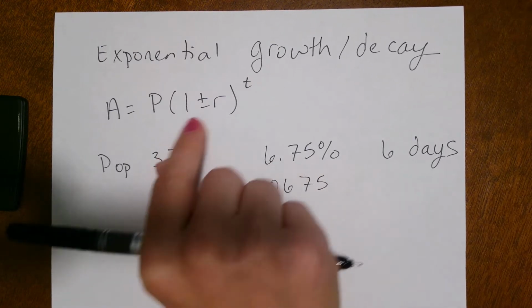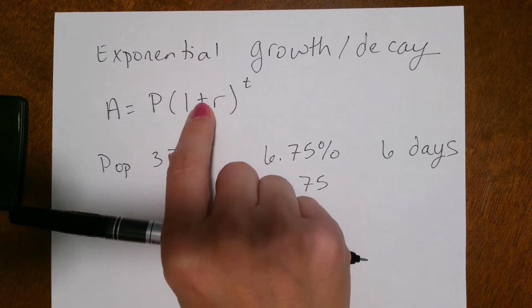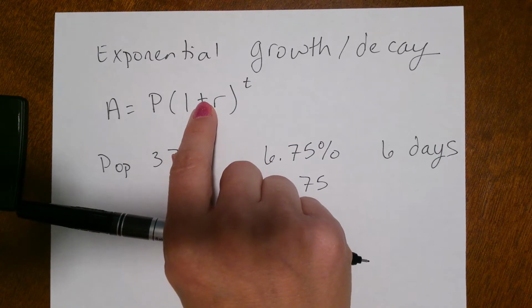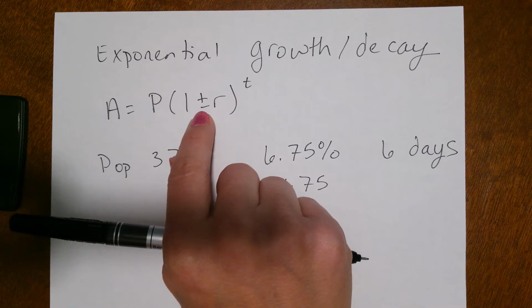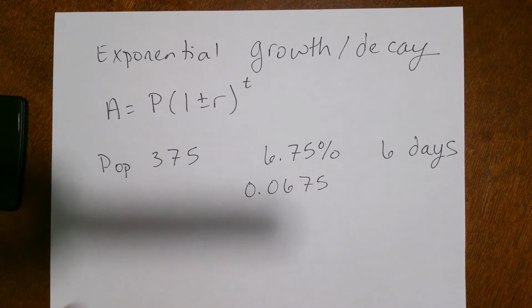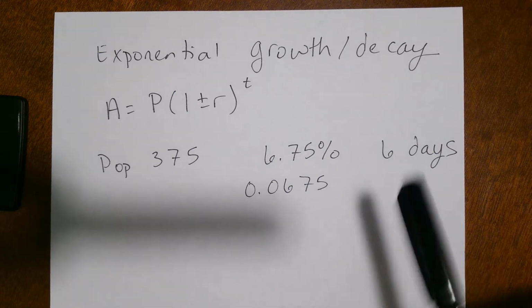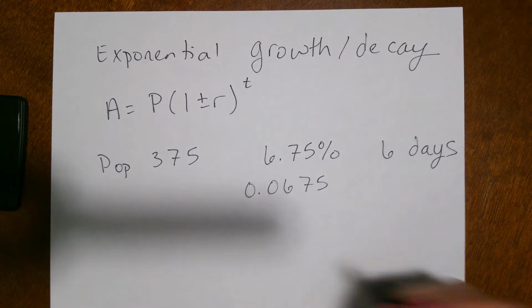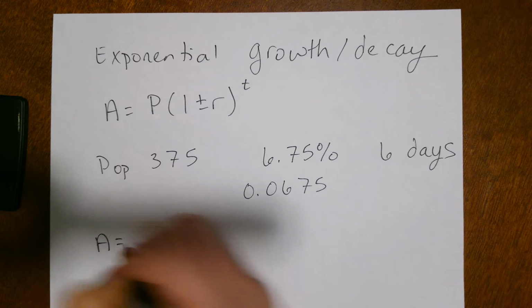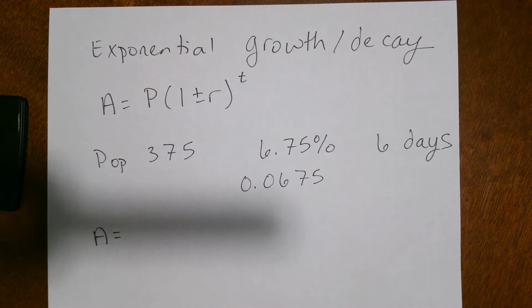Since this is an increase, notice in the formula I have plus or minus. The plus is for growth, if my population or whatever I'm talking about is getting bigger, and the minus is for decay, if it's getting smaller. My bunny rabbits are multiplying, so this is growth, so I will use the plus sign. A represents how many bunnies I have at the end of 6 days.